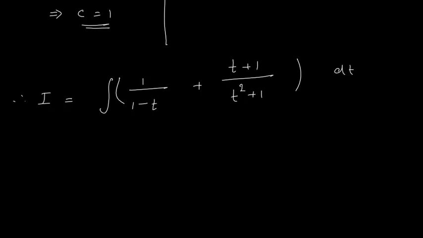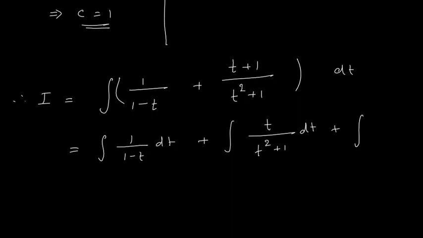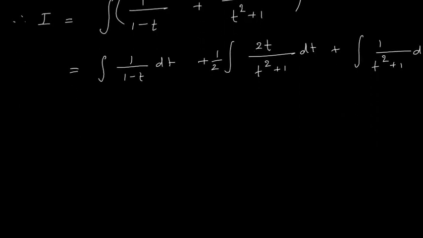Okay, now I will split each term. So here I have 1 upon 1 minus t dt, plus t upon t square plus 1 dt, plus 1 upon t square plus 1 dt. Now here, for this middle term t upon t square plus 1, we can divide and multiply by 2, so that the numerator is the derivative of the denominator.